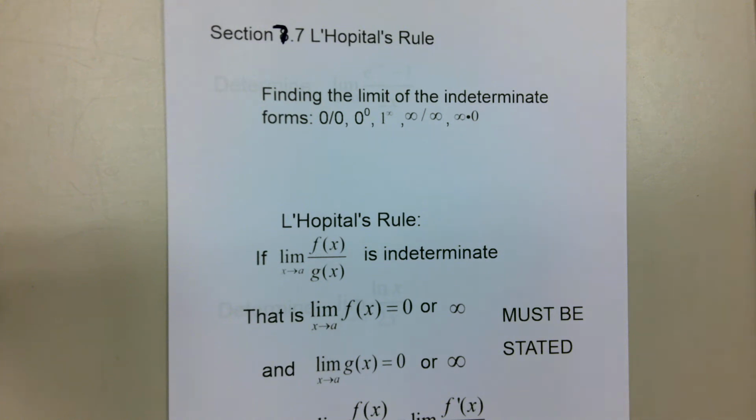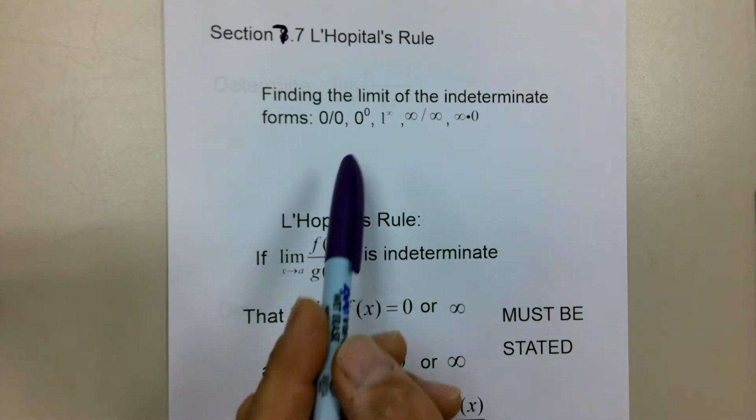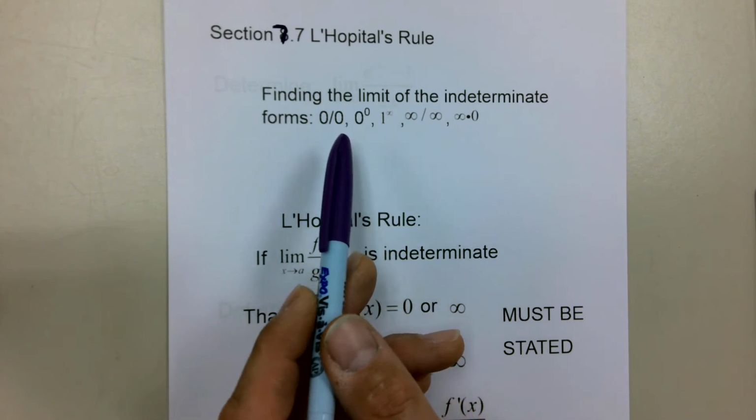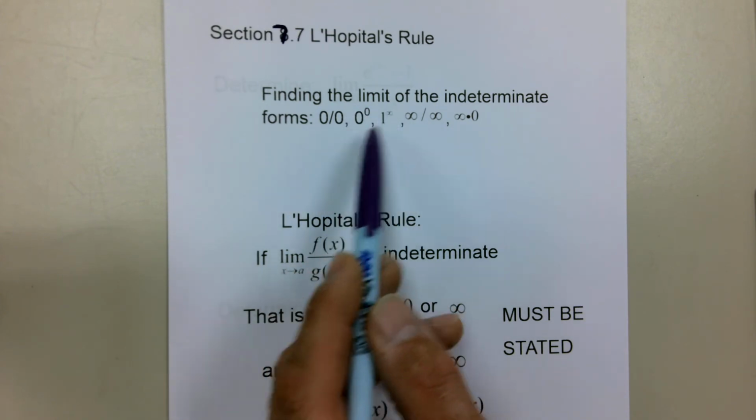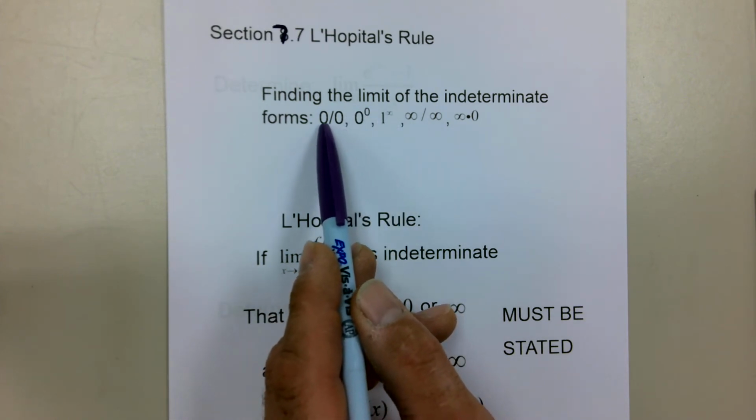Today we're going to jump ahead a little bit into chapter 7 and pick up 7.7, which is L'Hopital's rule. L'Hopital's rule is going to allow us to find the derivative or the limit using derivatives of some more complex functions. So we've talked about the indeterminate form, and we've talked about one of them in particular, that's 0 over 0. L'Hopital's rule is going to allow us to find the limit of indeterminate forms other than that 0 over 0 as well.